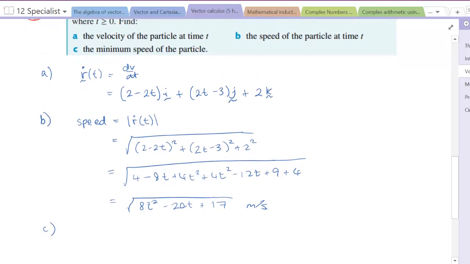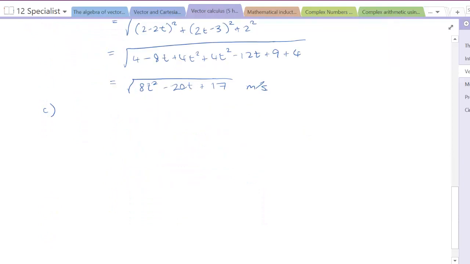Now, part C asks us the minimum speed of the particle. So if we're trying to find the minimum speed, we're looking for when the derivative of the speed function is equal to 0. Alternatively, we could look at it as a function and look for the turning point. I'm going to use this approach. Now, because this is a parabola within that square root, when the parabola is at a minimum, the entire function is at a minimum. So to find the time t when speed is a minimum, I'll look at the derivative of speed squared.